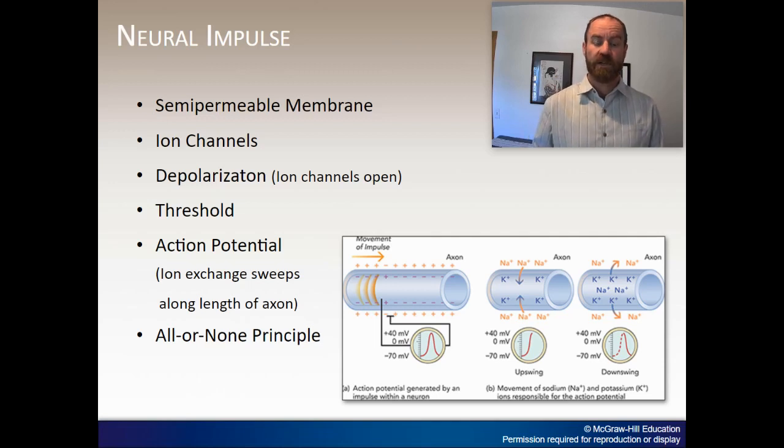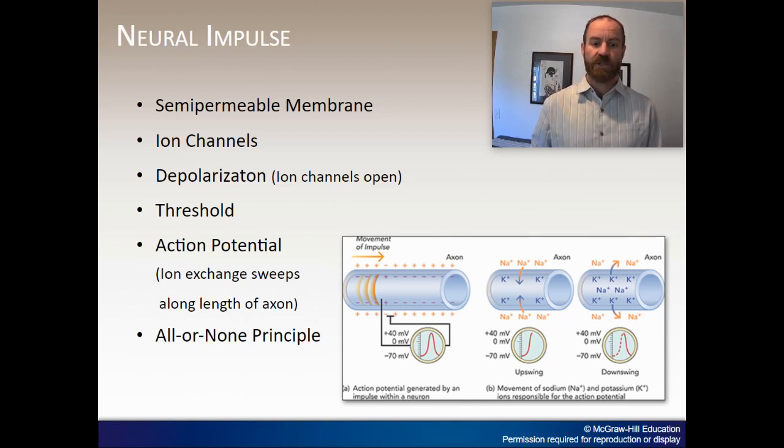When these ion channels open, the polarity of the cell changes from negative to more positive due to potassium rushing in and sodium rushing out. This change in polarity is initiated in the dendrites and flows into the cell body. Should the change in polarity reach a certain threshold, negative 55 millivolts, it will trigger an enormous change in the polarity called an action potential that will sweep down the length of the axon.